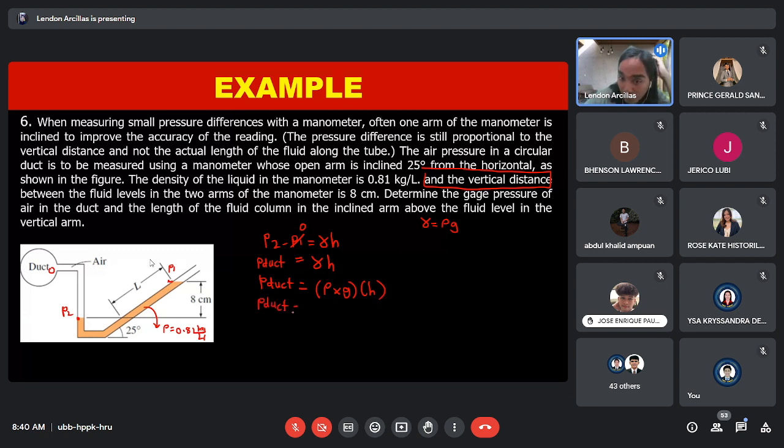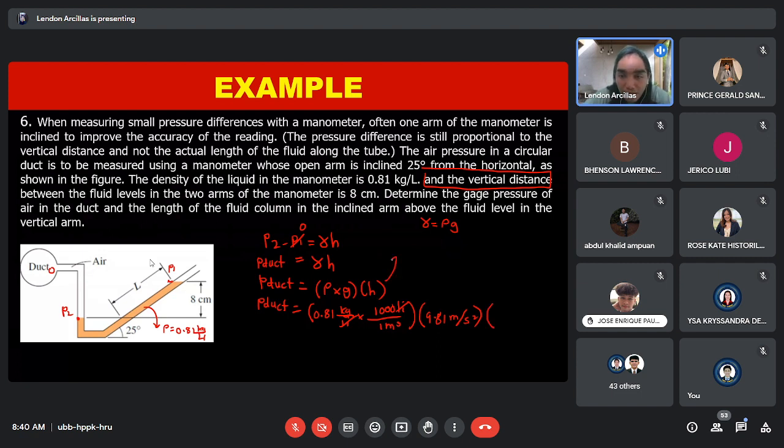Since hindi SG yung binigay dito, iba yung formula natin, right? May maraming formulas naman tayo. So that is 0.81 kilogram per liter times, kailangan natin mag-cubic meter to. So that is 1,000 liters equivalent to 1 cubic meter, times G, which is 9.81 or 9.8, times the height.